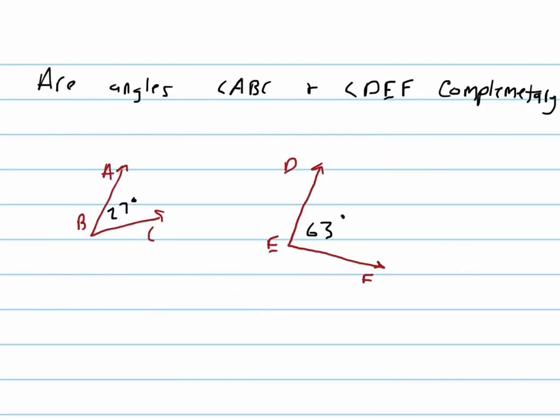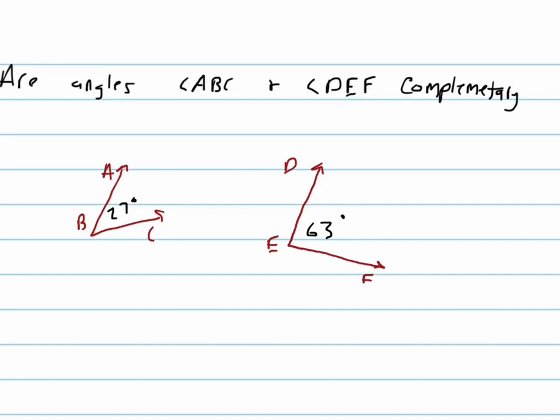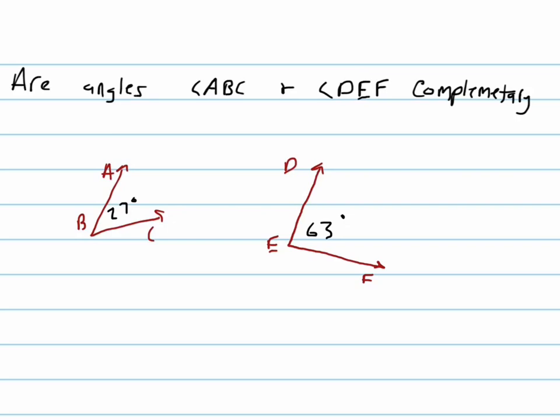So are the angles A, B, and C, and D, E, and F complementary? Well, it's easy. All we have to do is this. What does 27 plus 63 equal? And it equals 90 degrees. Check. So yes, they are complementary.